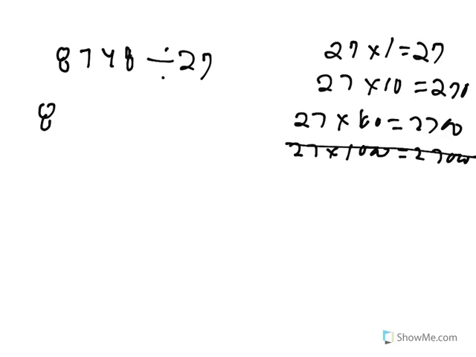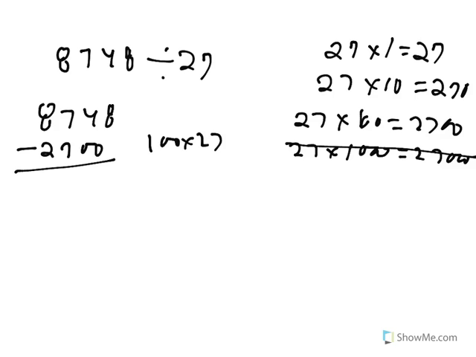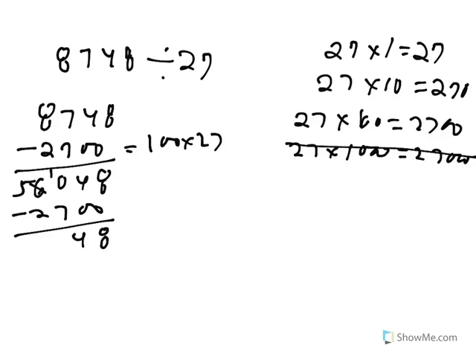So what I could do is subtract 2,700, which is really 100 times 27. And when I subtract that, I get 8,406. And that's still bigger than 2,700, so I could subtract away another 2,700. I get 3,348. I just took away another 100 27s. So I just saved myself a lot of work.